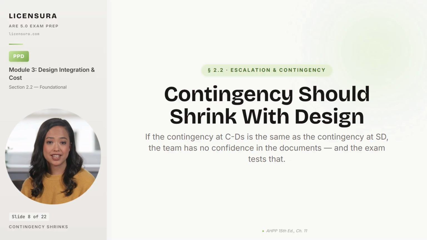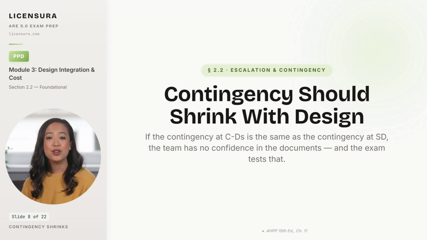If your contingency is the same number at CDs as it was at SD, you are quietly admitting that you have not actually resolved the unknowns. You have just kept padding the estimate to cover your uncertainty. The owner who sees that pattern stops trusting the estimate, and the exam will fail you on a question that asks how design contingency should change between phases if you answer that it stays flat.